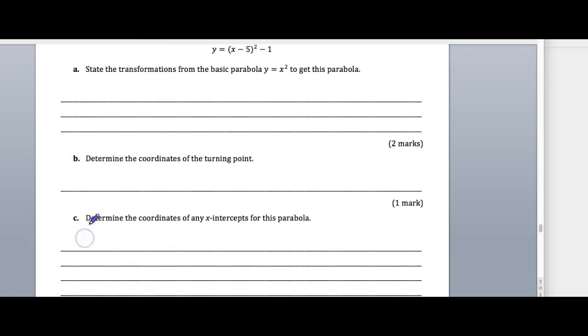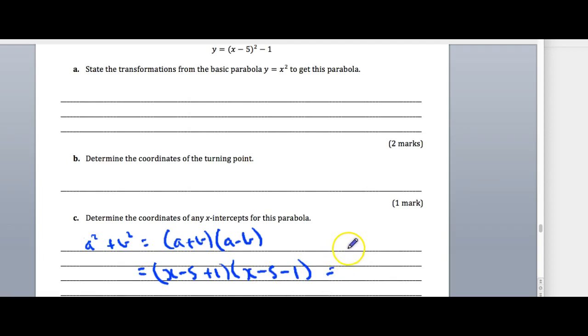So to work out what this would be, you can just use difference of perfect squares. Remember, difference of perfect squares is a squared minus b squared equals a plus b, a minus b. So a is x minus 5 and b is 1. So I'm going to have x minus 4, and then x minus 6. To find the x-intercepts, we'll let that equal 0. So we have x equals 4 or x equals 6. And you can solve on your calculator.